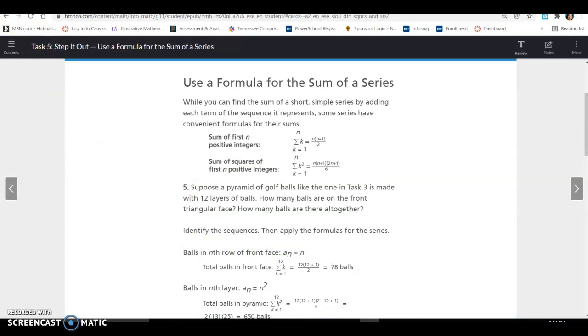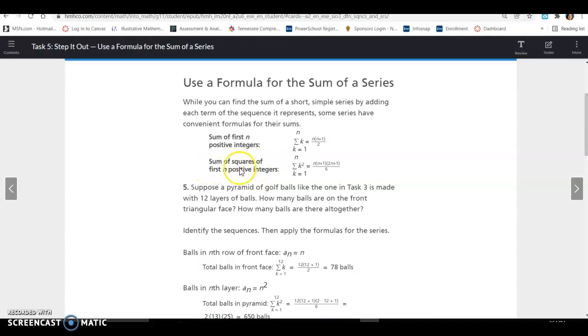Lesson 13.1, task 5. Use a formula for the sum of a series. While you can find the sum of a short, simple series by adding each term of the sequence it represents, some series have convenient formulas for their sums. All right, the sum of the first n positive integers. So you can see that this is a formula. You may want to write this down. I am going to show you how to use your calculator as well, but this will work if you're summing up a number from 1 to a certain number, okay?